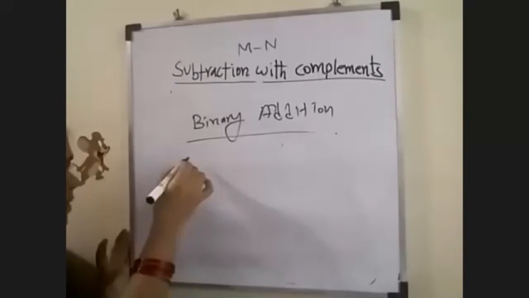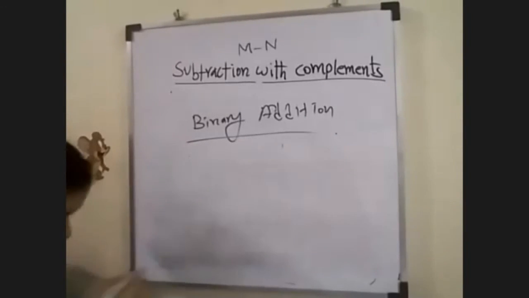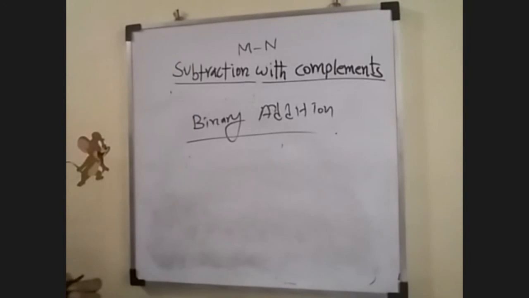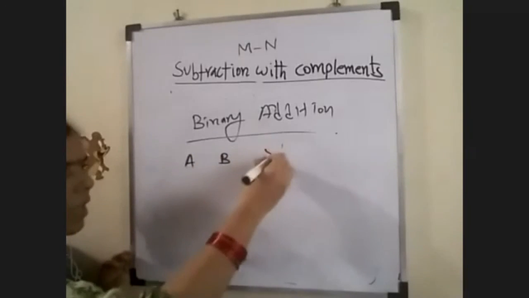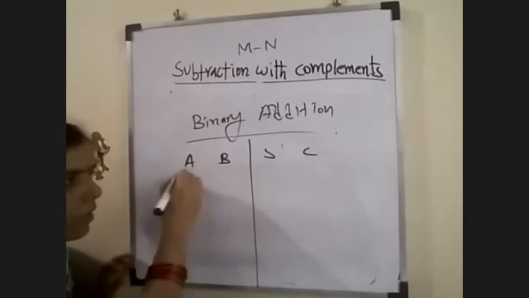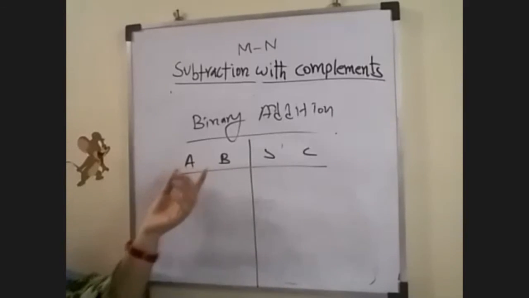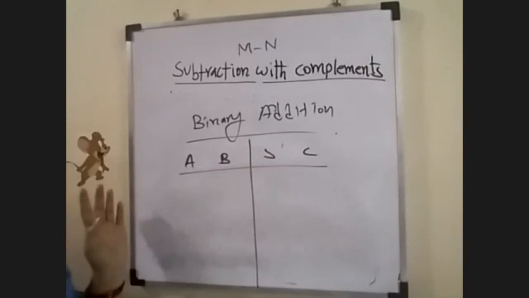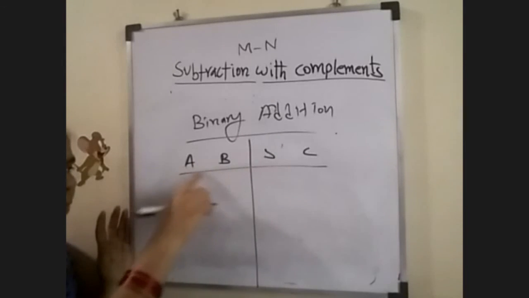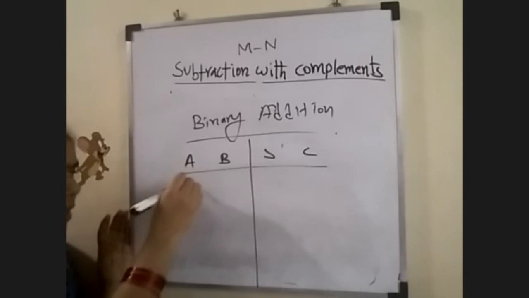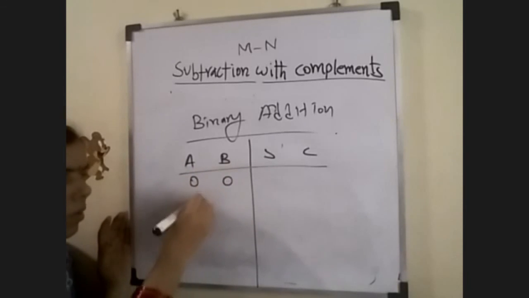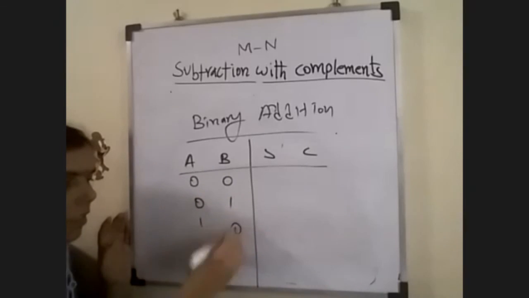So for binary addition, you can assume two inputs A and B, and outputs sum and carry. For addition, automatically there is a sum and carry. So with two inputs, how many combinations will there be? 4 combinations, right? That means 00, 01, 10, 11.